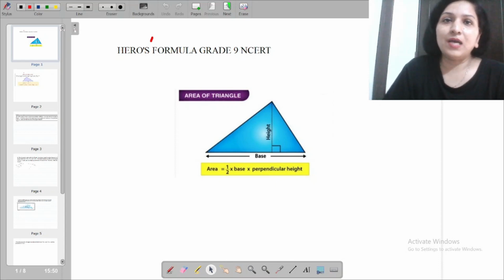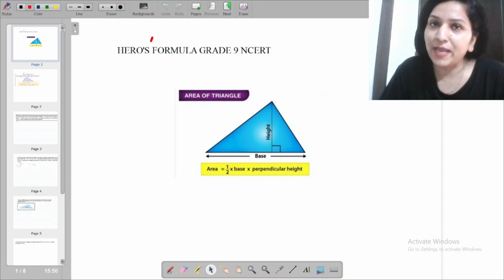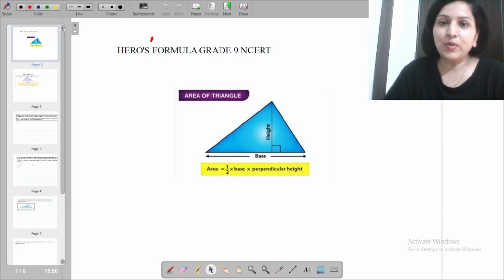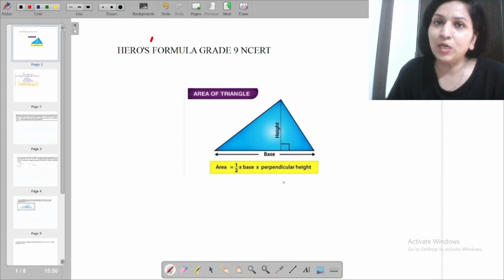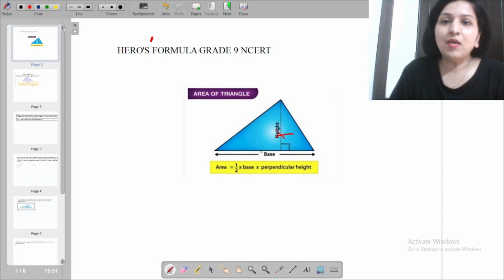Till now, we have learned how to find the area of a triangle. For example, have a look at this particular picture which is being given. The area of a triangle is half into base into the perpendicular distance. That means half into base into height. But in case height is not being given or this base is missing, we'll find it difficult to find the area of any particular triangle.